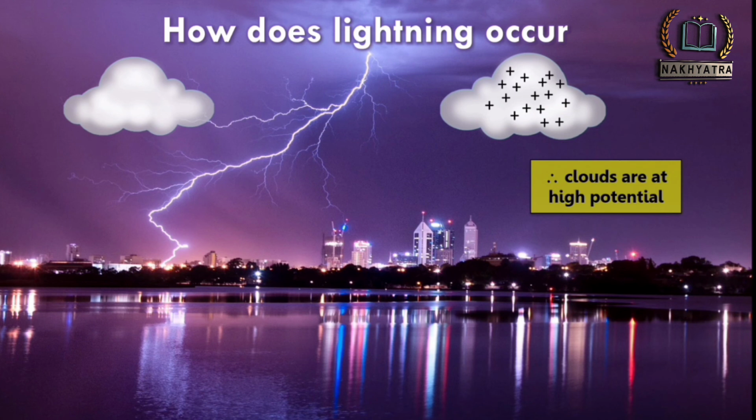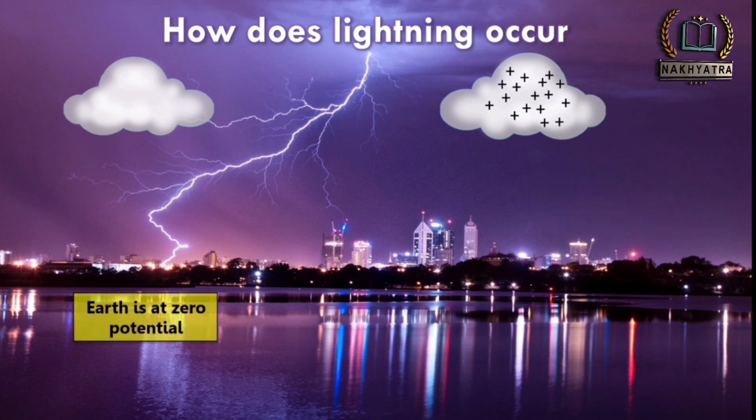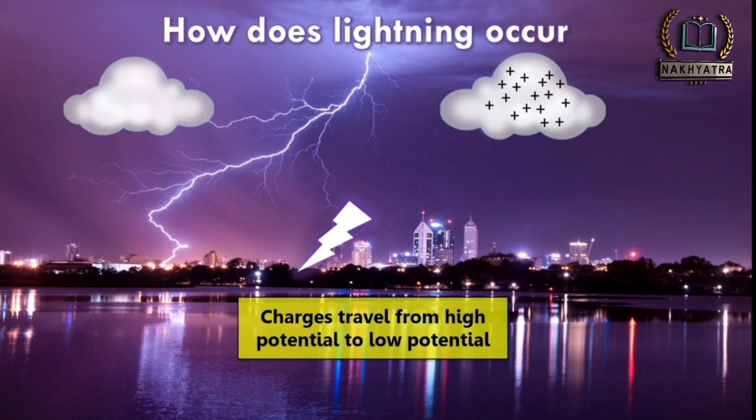And here the clouds are at high potential, and the earth is at zero potential because it is an infinite body. So the charges travel from high potential to low potential, and this is how lightning occurs.